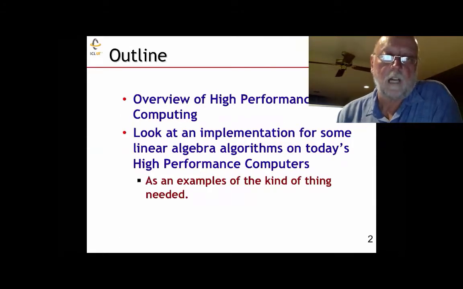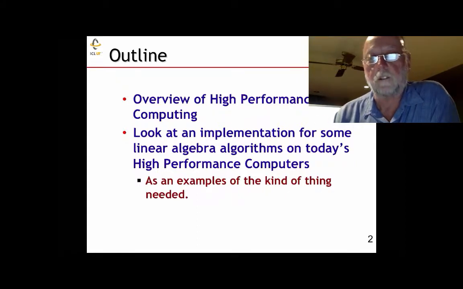So just as an outline, I'm going to look at high performance computing in general, look at where we've been and where we're going in terms of the direction, and look at some of the issues that we have facing us in terms of the use of these machines. And we're going to look at some examples in linear algebra, since that's really what I do.